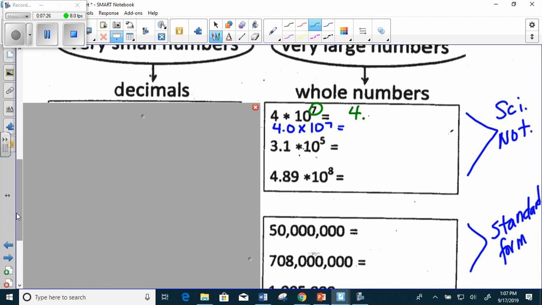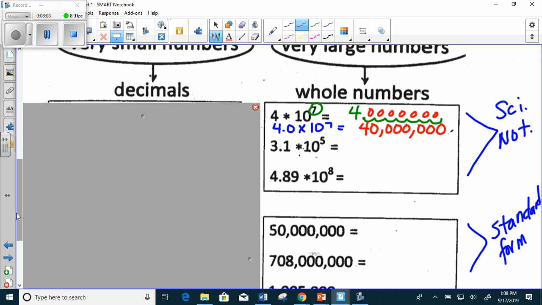I'm going to move the decimal 7 times, so just make 7 loops. 1, 2, 3, 4, 5, 6, 7. Okay? Now, what do you think you're going to fill in? Zeros. 2, 3, 4, 5, 6, 7. Okay? So what is our answer to that? So 4 times 10 to the 7th power is 40 million. You should have 40 million.